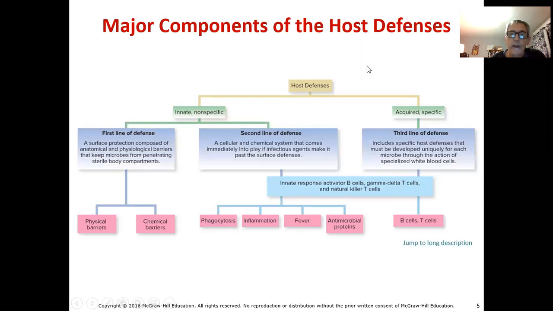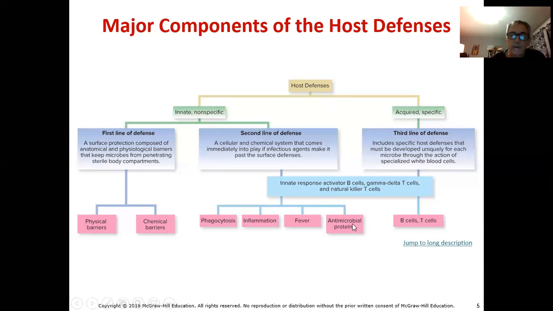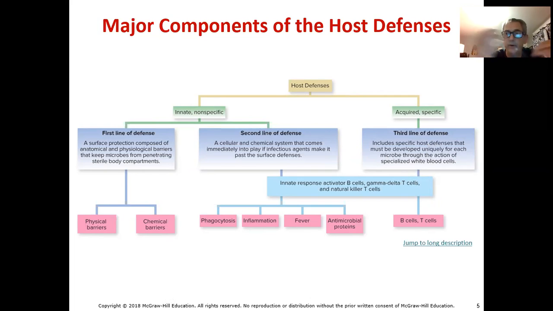So here's a breakdown of that. Our first line of defense consists of physical and chemical barriers. We'll talk about that. The second line is phagocytosis, inflammation, fever, and antimicrobial proteins that cells release. And then our third is one that is very specific. It takes a while to activate it. So for example, when you get a vaccine, an hour later you're not immune. It takes a while for that acquired immunity to build up.